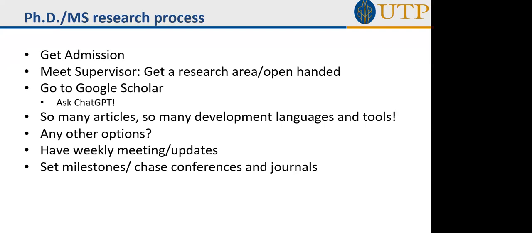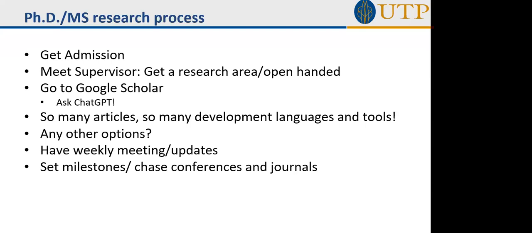ChatGPT will not be giving you references, but it will be giving you some summary information, and it can give you a roadmap for your research, different milestones that you have to cover. So usually students go to Google Scholar to find similar articles on the topic that the supervisor has given them, or a topic of their own preference.